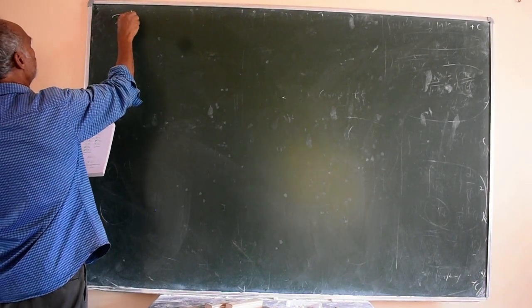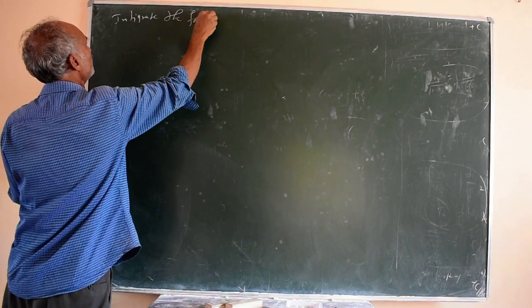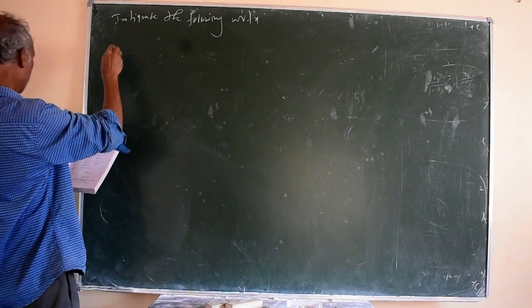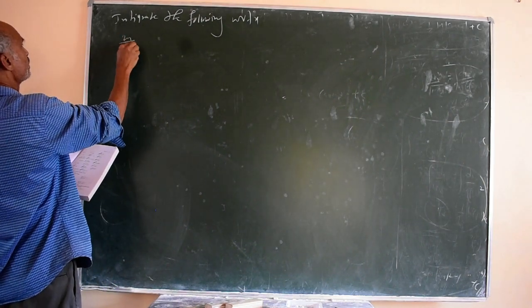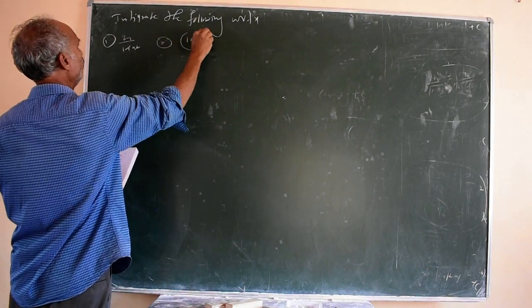Integrate the following with respect to x. First one is 2x upon 1 plus x square. Second one, log x the whole square.